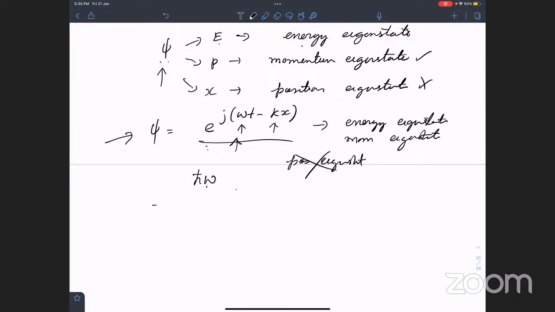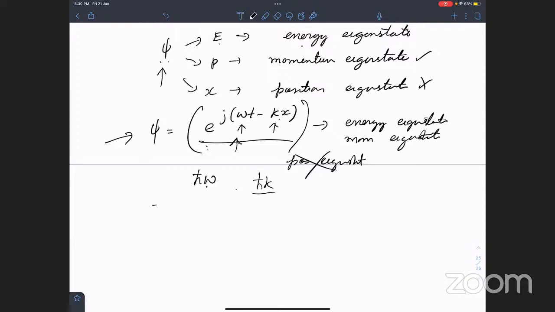And the same thing with k. I can do h bar k, and I say that's a momentum, and that's a scalar value. So this function is an energy eigenstate and a momentum eigenstate, but not a position eigenstate, because there's no definite position associated with it.